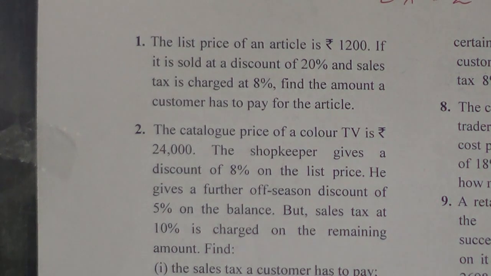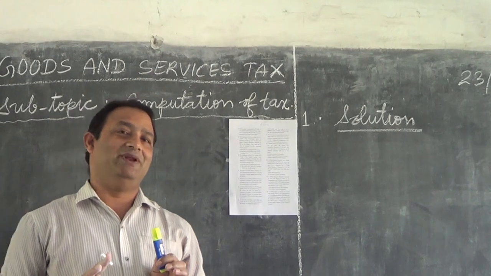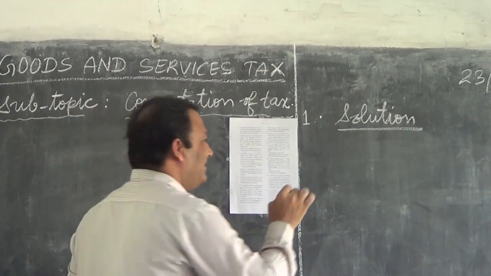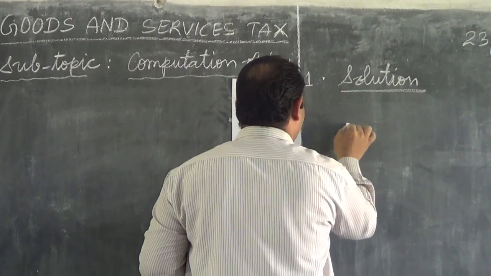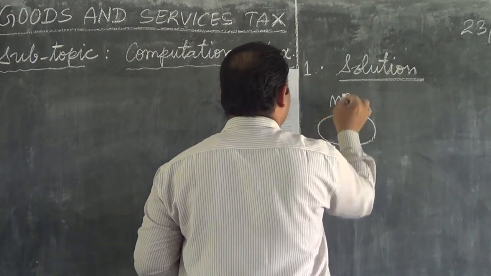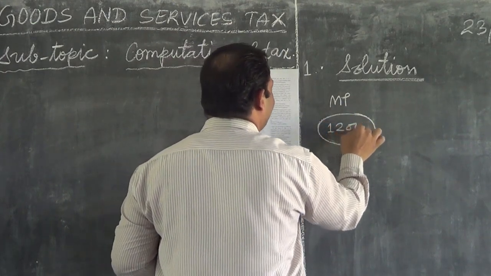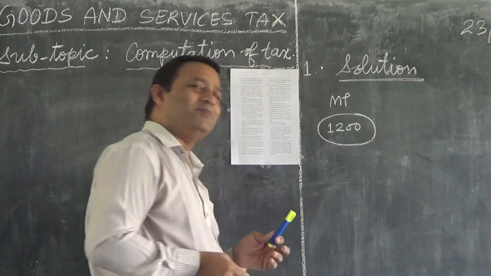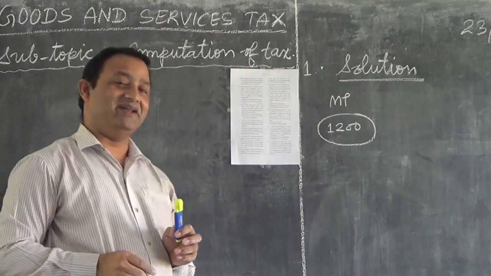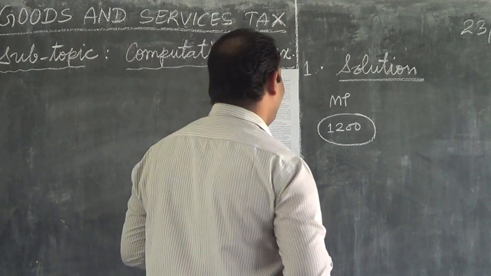So what I need to do is understand the problem by drawing a model. Mark price was this much. How much, children? Mark price was 1200. This is called modeling the problem. Modeling technique. It is very easy to understand the problem if you go for the modeling technique.